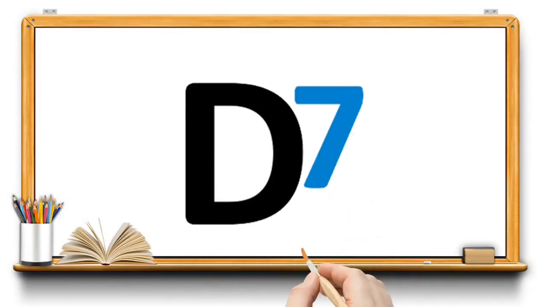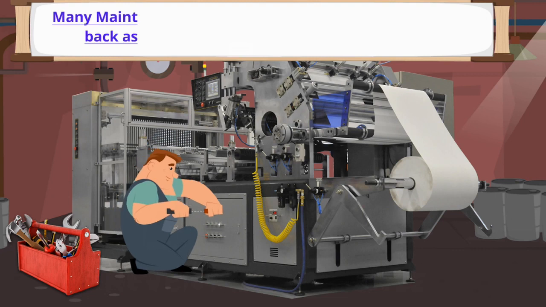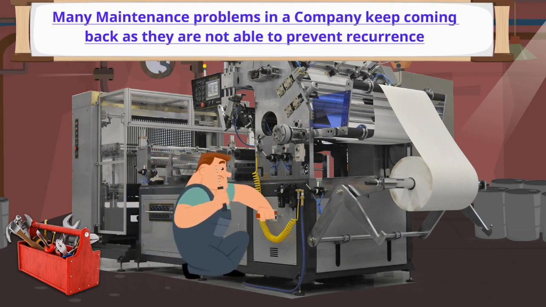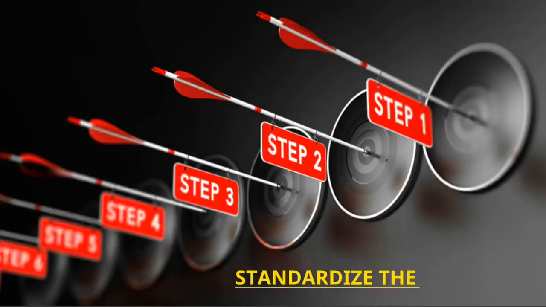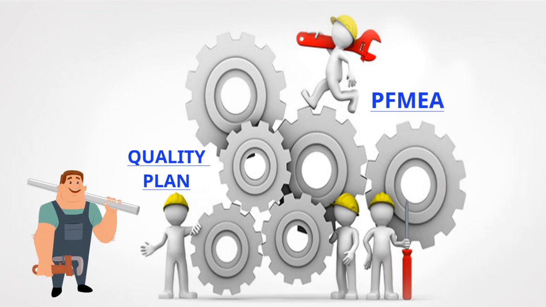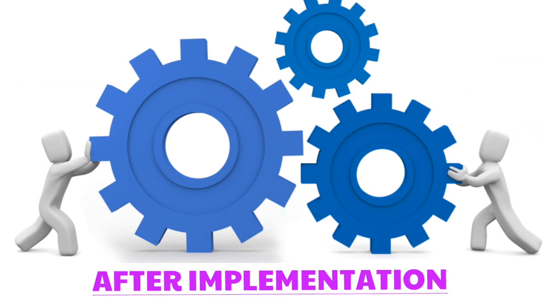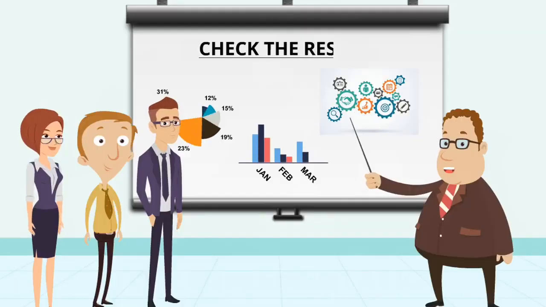Next step is D7. Prevent recurrence. This is another step that is very important. Many problems in a company keep coming back as they are not able to prevent recurrence. The solution has to be standardized properly. Modify quality plan, PFMEA and other systems is required. Normally, the solution implemented is checked periodically using checklists. The senior people in the company participate in checking whether the solutions implemented are working or not.